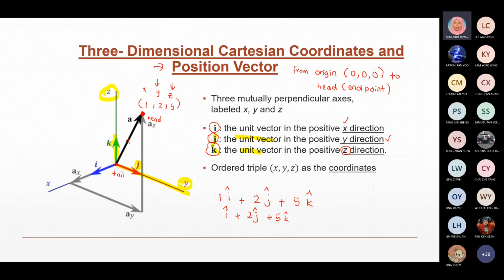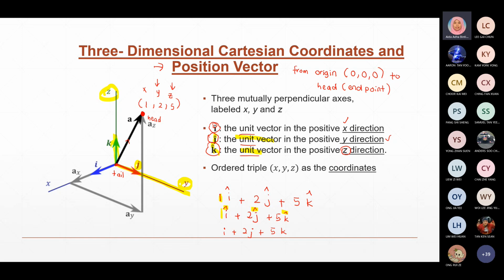Just write î only. We know that there is a constant 1 in front. If you say, Miss, I don't want to write the cap on the top, that is also no problem. You just write i. Everyone understands that i, j, k are all unit vectors, so you can write it like this. You don't need to write the cap, it's no problem.